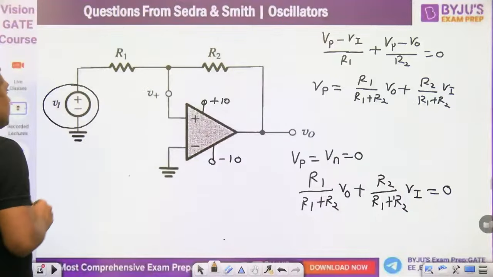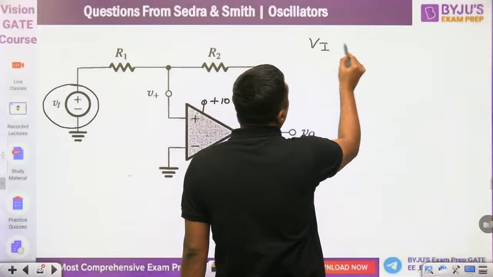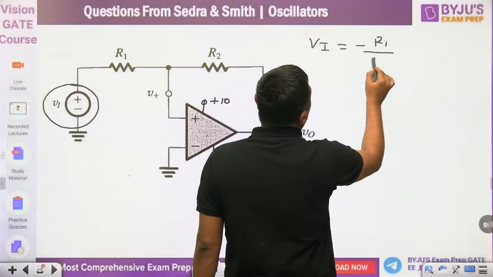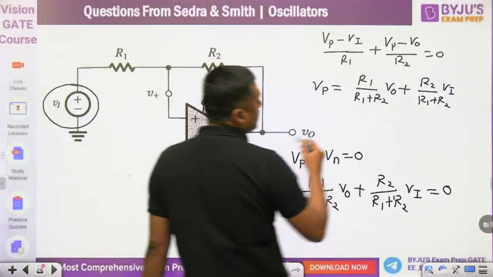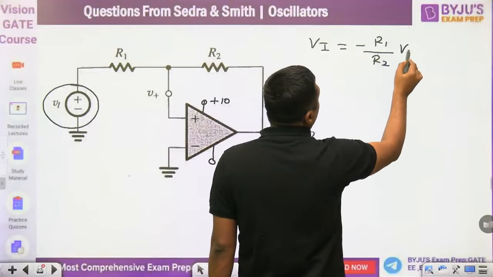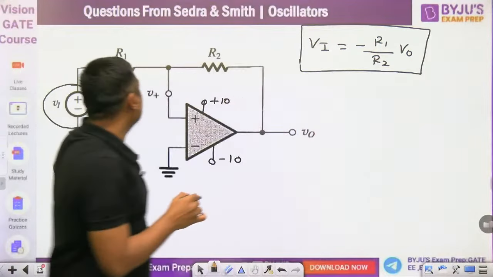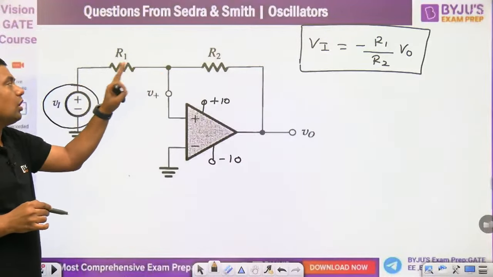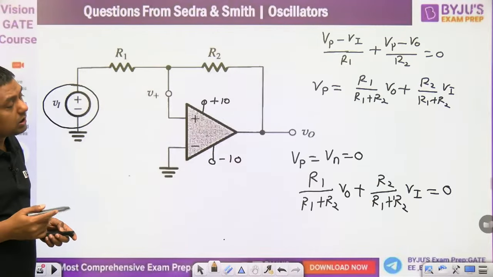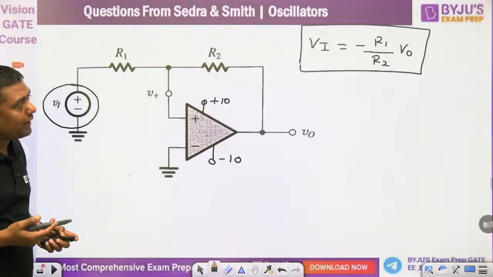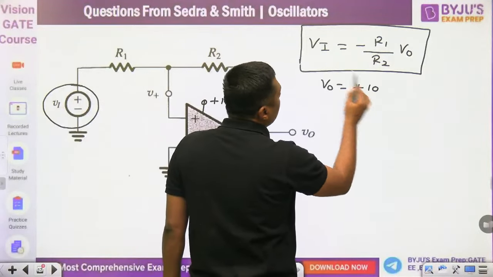And next time remember that. So VI will become minus R1 upon R2 into V0. Now, this is an important formula: R1 upon R2, not R1 plus R2, R1 upon R2 into V0 you will get. Now, what are the values of V0? We have two values, plus 10. Put the plus 10.